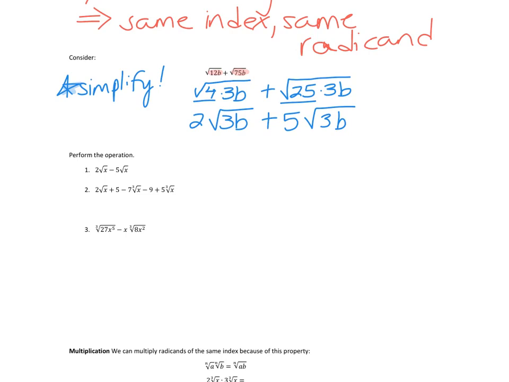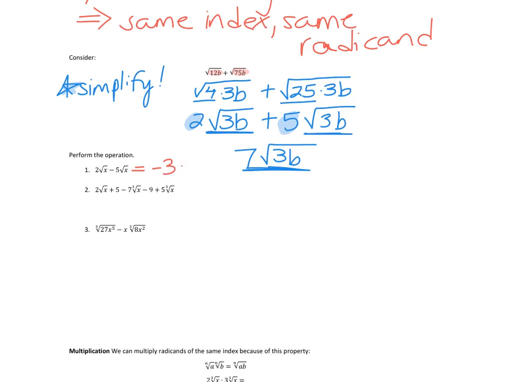All right, and then here are our like terms. Index 2, same radicand. So we are going to combine the coefficients, and 2 plus 5 is 7, square root of 3b. All right, so let's try some on your own. Go ahead and push pause, and then come back and see how you do.